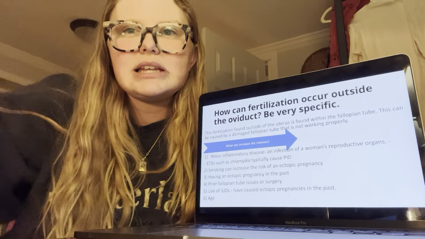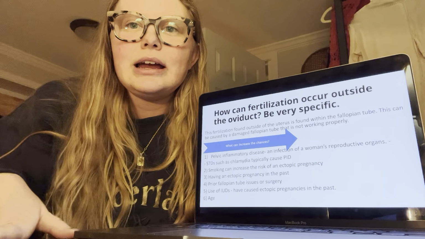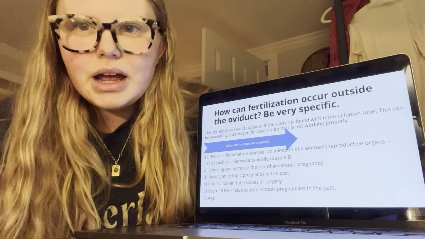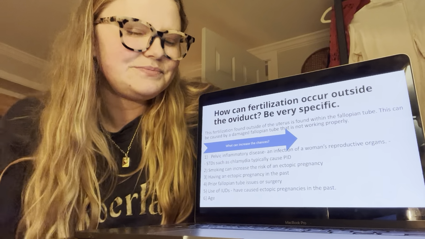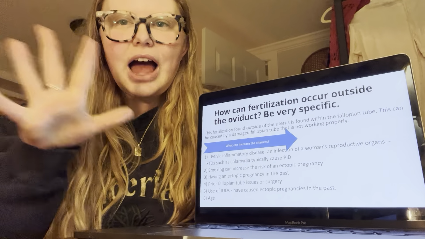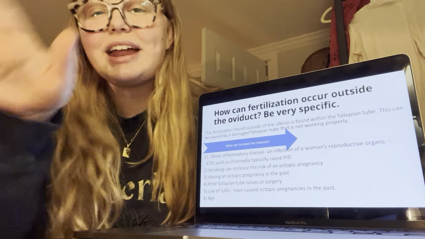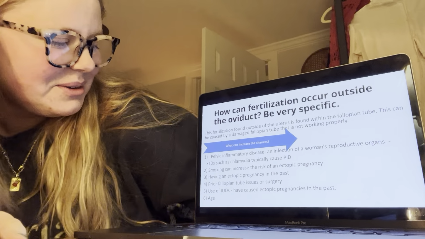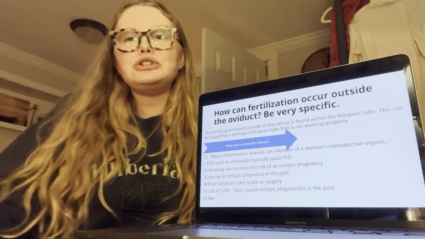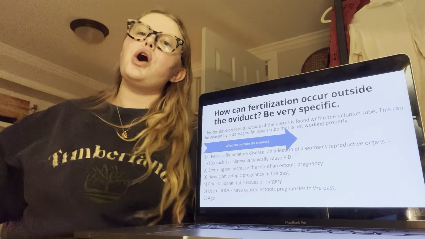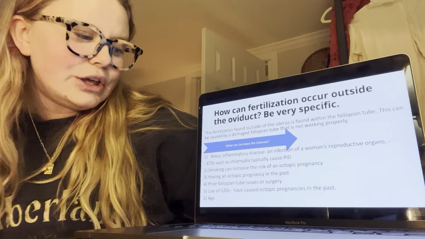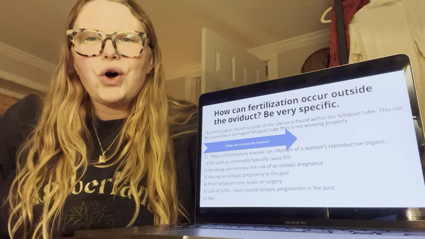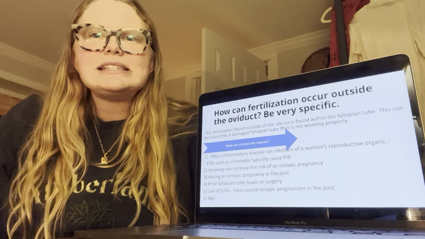if there are other therapeutic options, or other surgeries needed. I'll get into that later. I'm so sorry. Prior fallopian tube issues or surgery can also cause ectopic pregnancies, and the use of IUDs has caused ectopic pregnancies in the past.